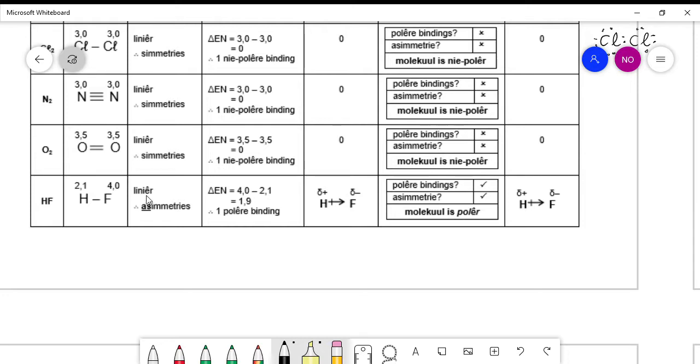So in other words, it is still linear. The shape is linear, but this is an asymmetrical linear molecule.